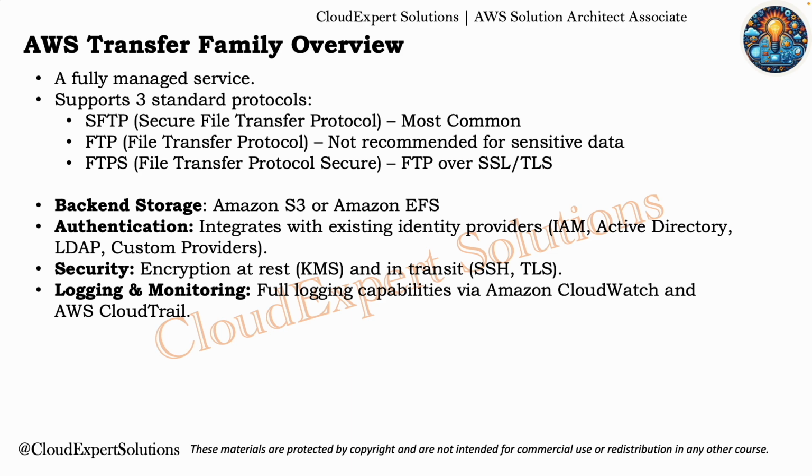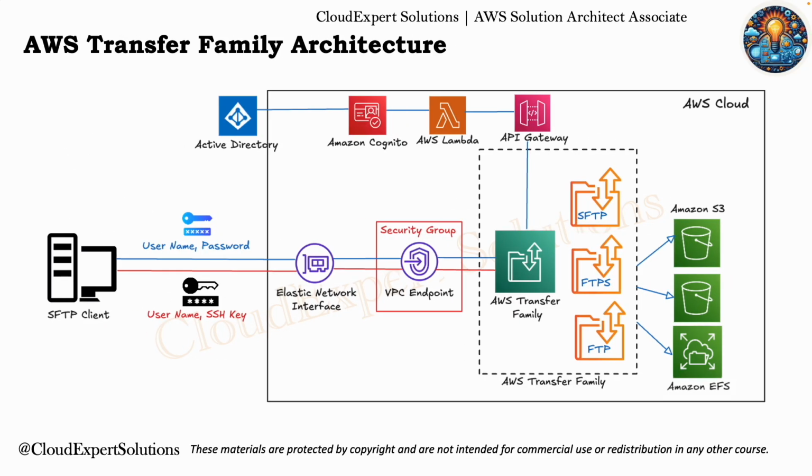Now let's review one architecture diagram at scale. Here is a fully blown AWS Transfer Family architecture. This is not just one or two components. And now let's understand all these components one by one.